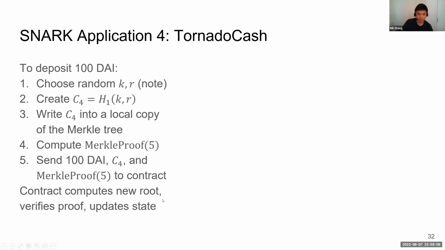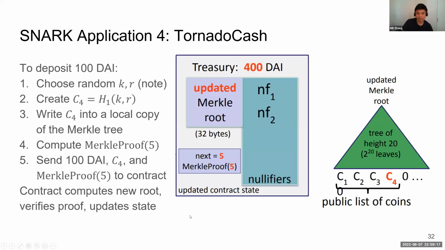So then the contract will compute the new Merkle root given this coin 4 that gets added to it. It'll verify this Merkle proof is correct, and then it'll update its own state so that it now looks like this. It's going to update its treasury to accept the new 100 DAI. So now it's 400 DAI instead of 300 DAI. It's going to update its Merkle root because now it has coin 4 in the 4th position. And so its new Merkle root is going to be replacing the old one here.